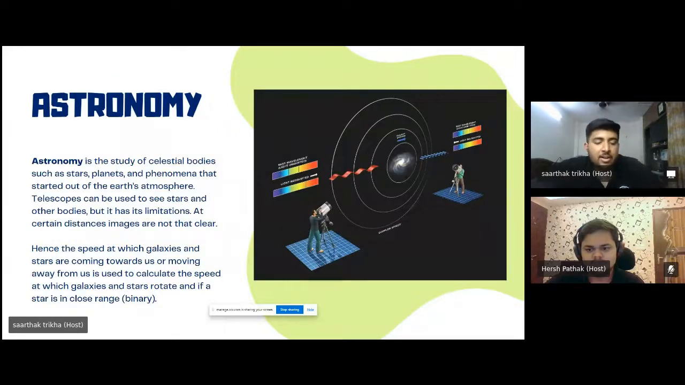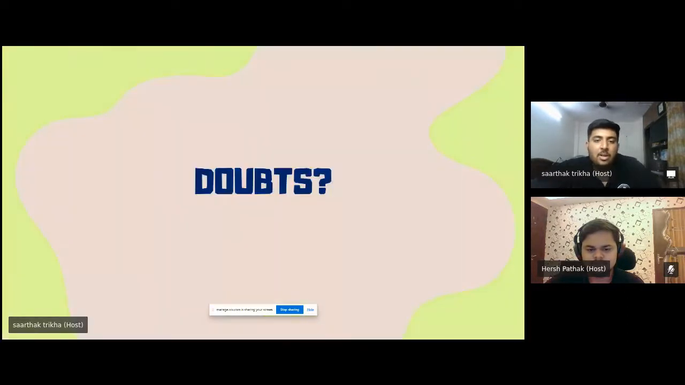And most importantly, as we studied earlier, it is used in astronomy, where you calculate the speed of expansion, or at what speed our galaxy is moving or other galaxies are moving away from each other. This all is calculated by the Doppler effect. So I don't think you will have any doubts in this. These were basic explanations. Now I have a question for you guys.